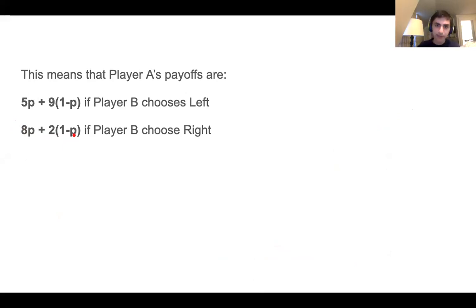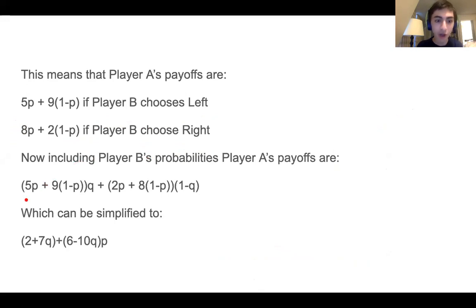So now that we have this, we already know we don't know what player B's probabilities are, but we have a representation for it, right? The probability that player B chooses left is Q, and the probability that player B chooses right is 1 minus Q. So now we include that in our calculation. So now we have the very long equation, but it's pretty simple to understand in words. So 5P plus 9 times 1 minus P, all times Q, plus 2P plus 8 times 1 minus P, times 1 minus Q. And that sounds weird and complicated.